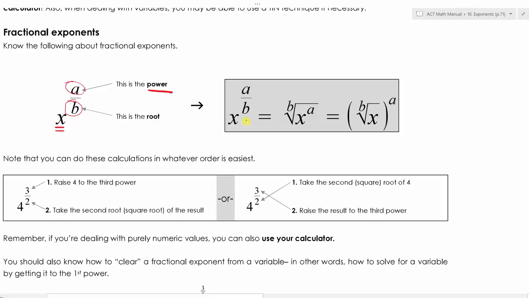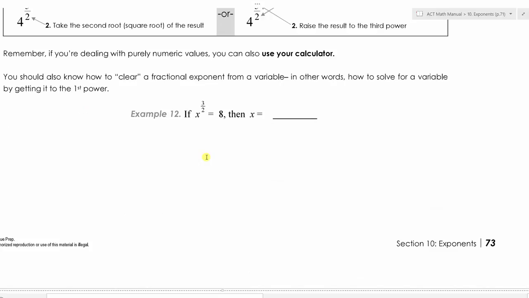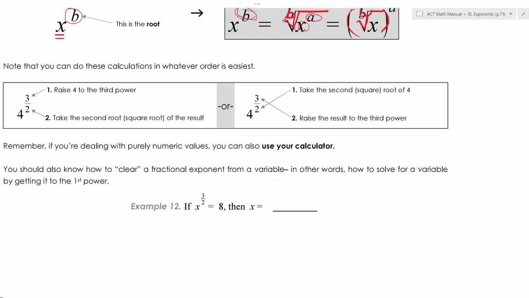And you can actually do this in two different orders. The order doesn't matter. In other words, you can take the base, raise it to the power, the numerator of the fraction, and then take the root of that result, or you can take the root of the base, the denominator root of the base, and then raise that entire thing to the numerator, the power. So you can see how this works with an actual number.